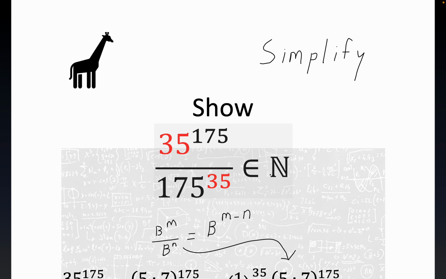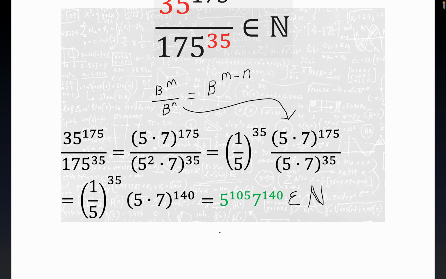Now, a lot of people would have trouble with this notation. You'd have to explain to them what epsilon means. It means set membership, where the natural numbers are the positive integers. But again, there's no ambiguity at all with these instructions. We've shown it's a member of the natural numbers without having to know what 5 to the 105th is or 7 to the 140th is. By closure, this has to be a natural number, and it's simplified as far as that goes.